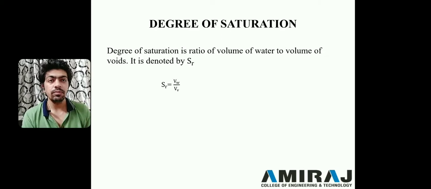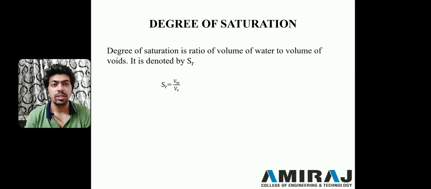Next term, that is degree of saturation. Degree of saturation is the ratio of volume of water to the total volume of voids. Volume of water means the phase where water is present in the soil mass. Soil is either partially saturated or fully saturated. For partially saturated soil, some water content is available and the volume of that water is known as VW. So the ratio of volume of water to volume of voids is known as degree of saturation.